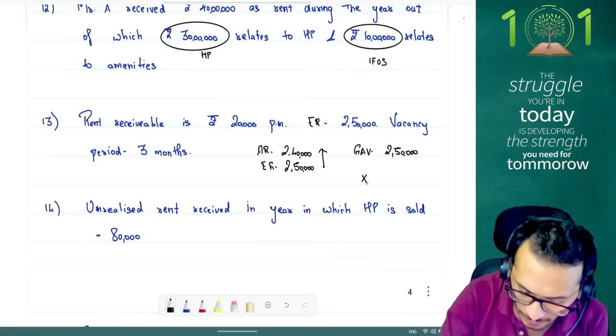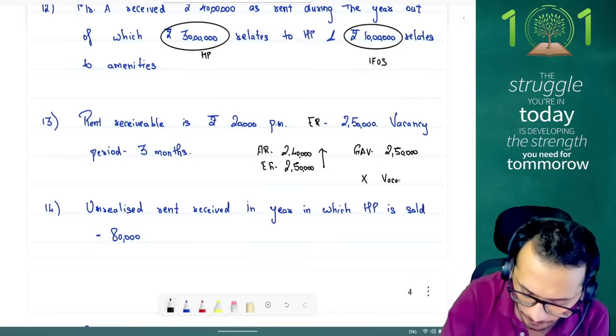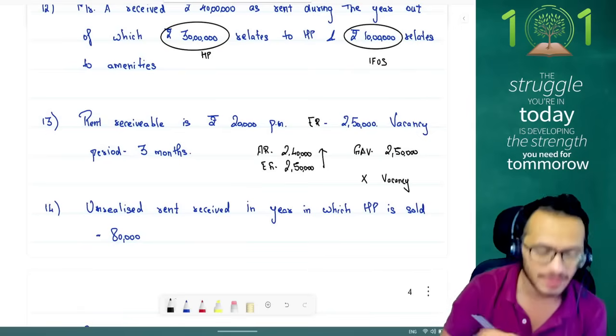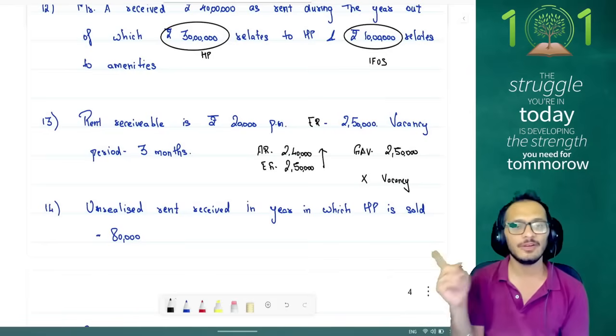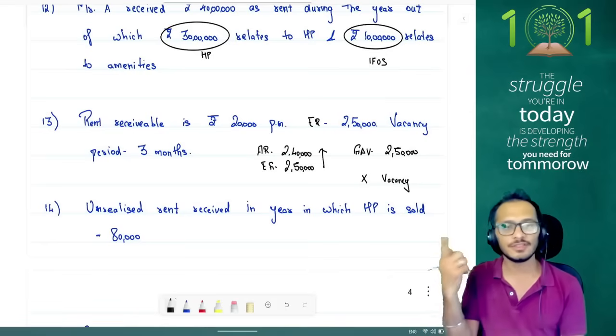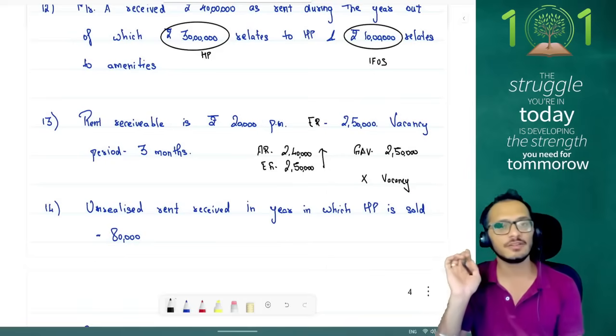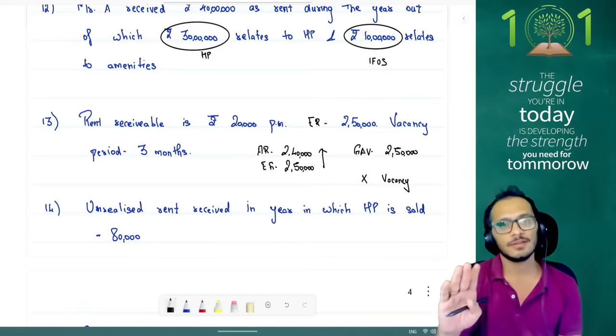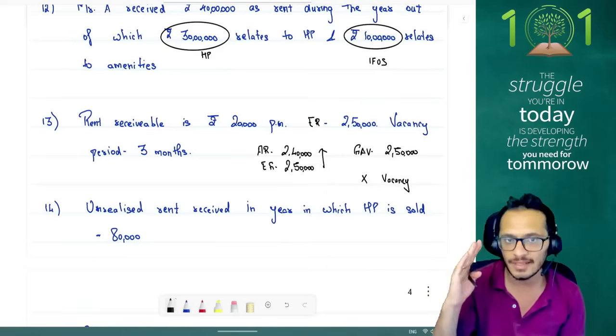No. No vacancy loss will be allowed to you in this question. Yes, what is the provision? The provision says you can claim vacancy loss from your actual rent, provided actual rent was determined as your GAV. Since in this case my GAV is going to be based on expected rent, no vacancy loss can be granted to me. I will not be allowed the vacancy loss.